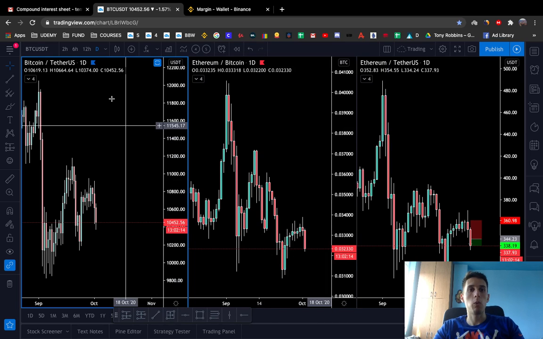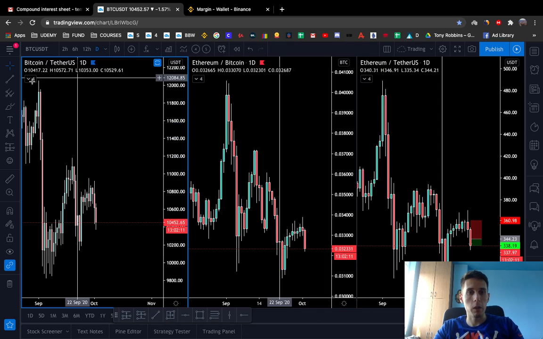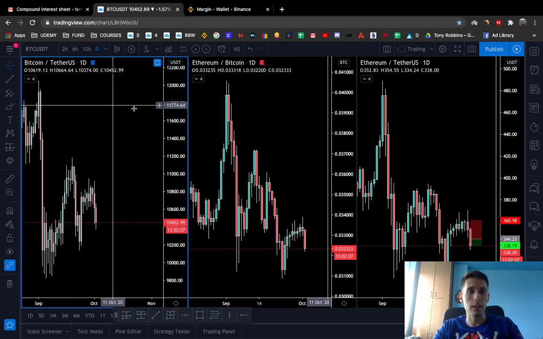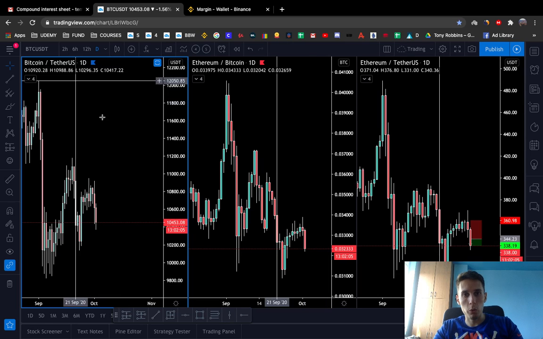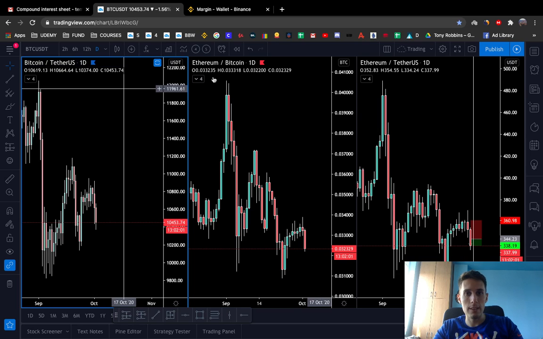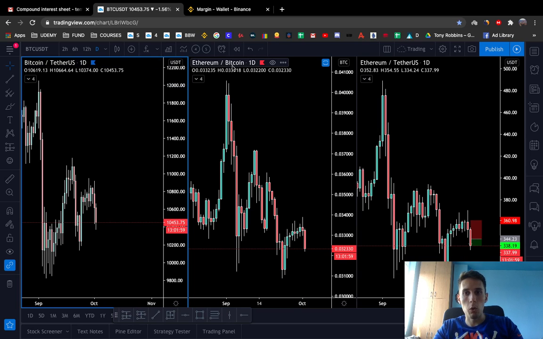Okay, this is what I wanted to put back on the chart. I'm usually removing it, so I have this space clear and can see the chart clearly. But I wanted to put it back for you so you know which chart is which. On this chart we have Bitcoin USDT, on this chart we have Ethereum Bitcoin, and on this chart we have Ethereum USDT.